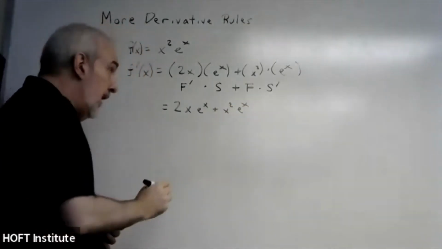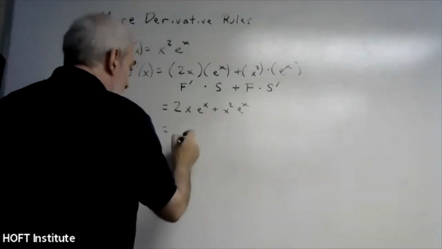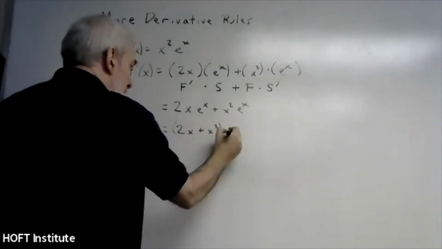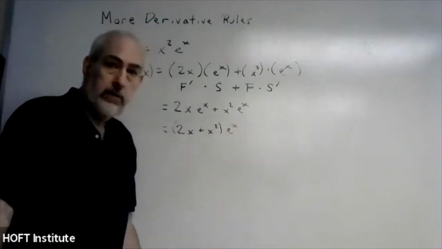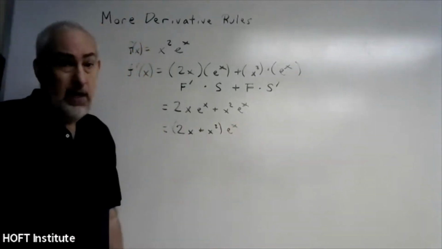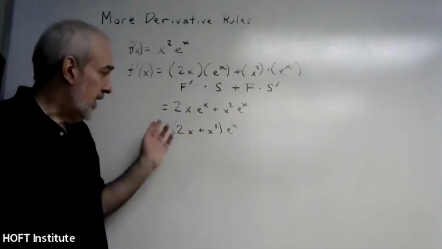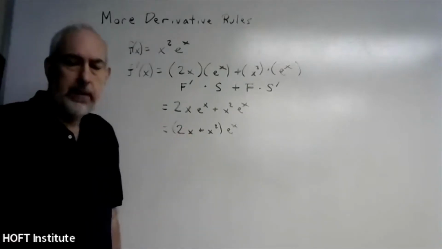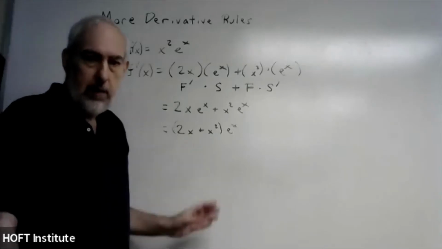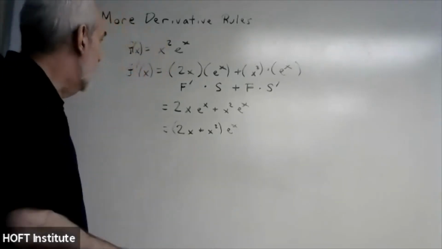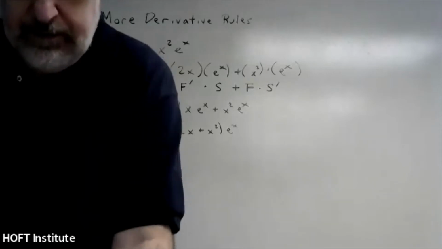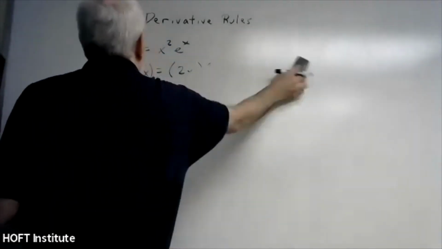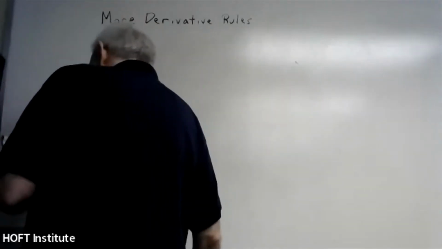So that gives you 2x e to the x plus x squared e to the x. However, you can factor that. You can factor out an e to the x out of both of those, leaving (2x plus x squared) times e to the x. You could also do some further factoring, x out, and write it as x times (2 plus x). But anyway, this is probably how most people would simplify it and leave it. So that's a pretty simple one to start with. Let's look at one that's a little bit more complex.